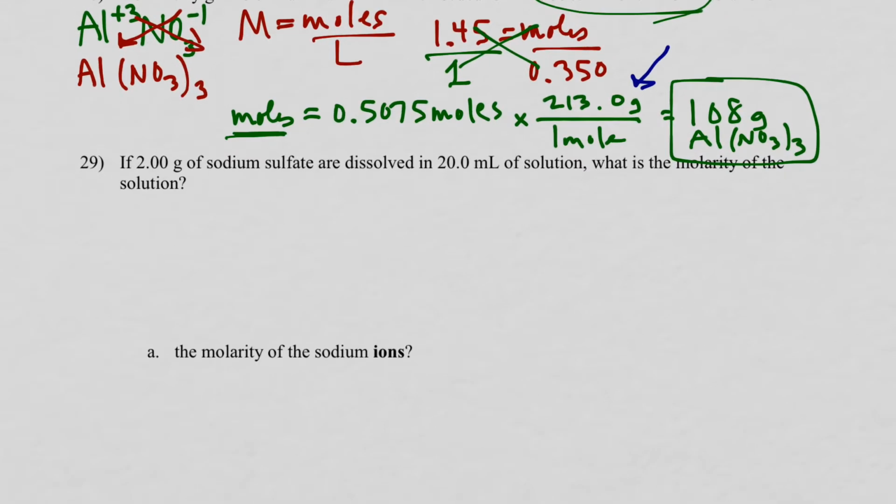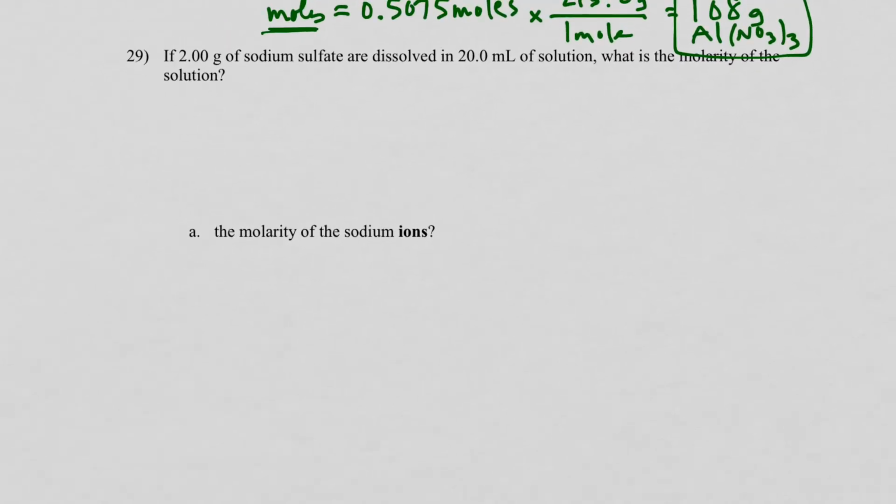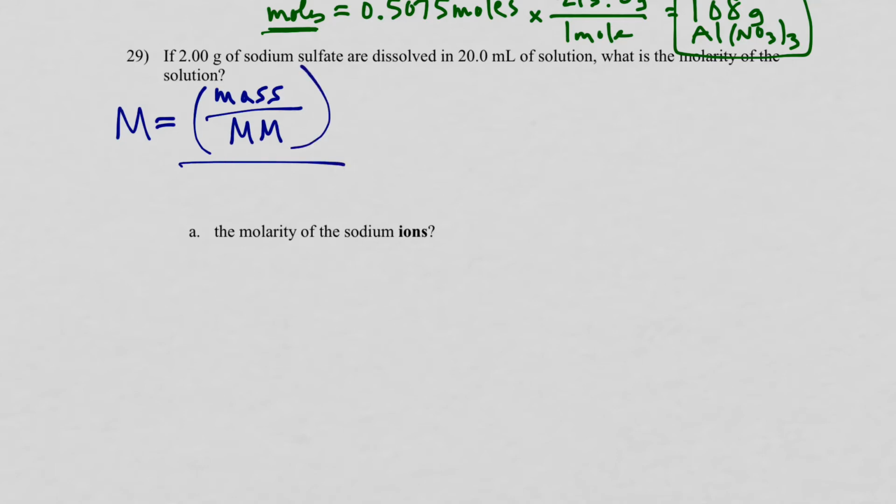If 2 grams of sodium sulfate are dissolved in 20 milliliters of solution, what is the molarity of the solution? So this is where you can either convert from grams to moles first, or you can use the idea of combining a molar mass conversion with the molarity formula, which results in molarity equals mass over molar mass divided by liters. So, using that idea, my mass is 2 grams. Now I need my molar mass of sodium sulfate.